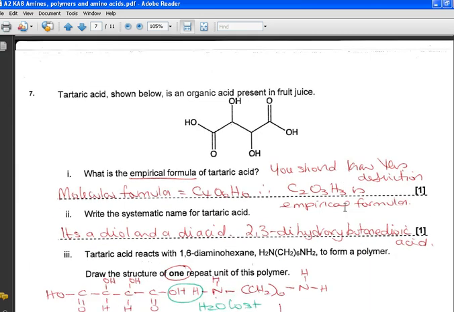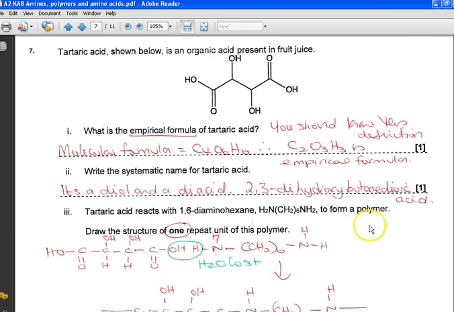Question 7, you're given the structure of tartaric acid. You're asked for the empirical formula of it. Now, obviously, you need to know the definition of empirical formula, which goes back to September 2 years ago, I think. Yeah, 2016. And you should know this definitely from your AS year.